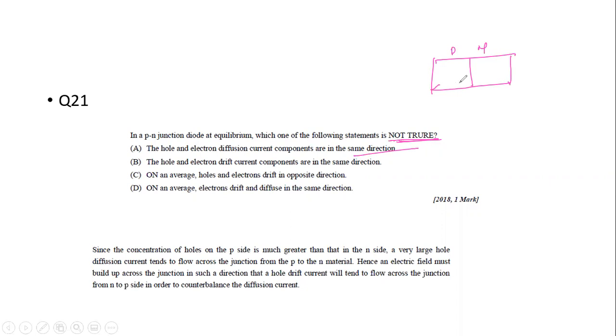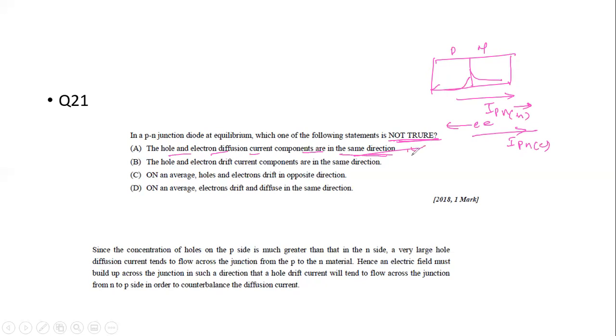Okay. So in the PN junction diode, holes diffuse from the P region to the N region, so current flows from the P region to the N region in this direction. Electrons diffuse from the N region to the P region, so the electron movement is in this direction, and the current due to electrons is also in this direction. This is due to holes. So the hole and electron diffusion current components are in the same direction.